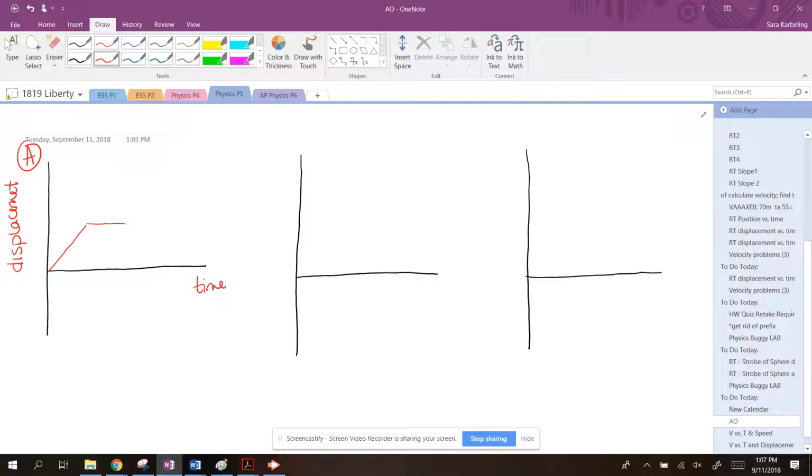So I'm walking in the positive direction away from my 0 point. Okay. And then what happens for this part that's horizontal? I'm at rest. So time keeps moving, but the object does not. All right, let's do another one.